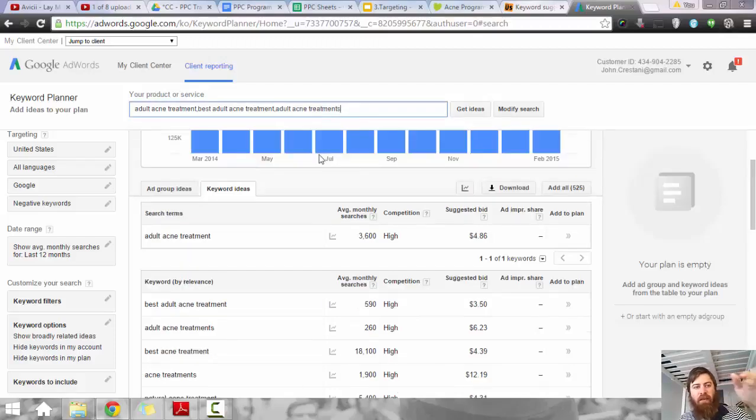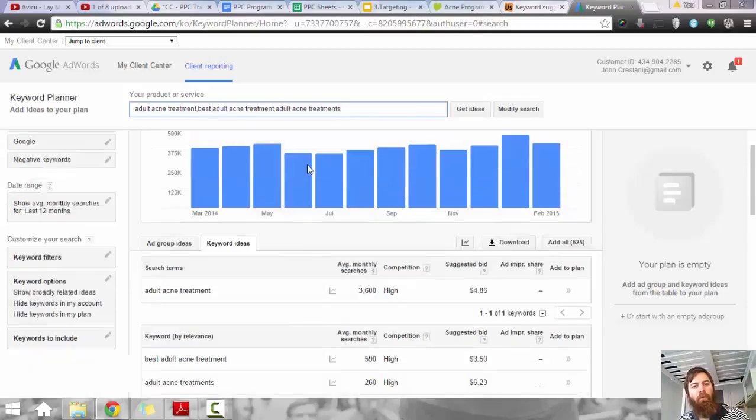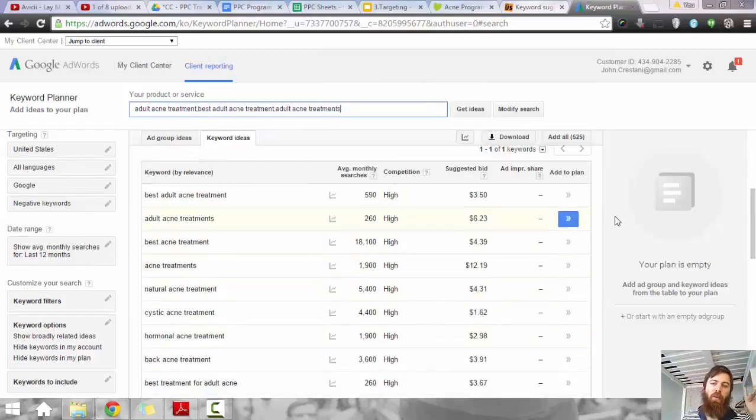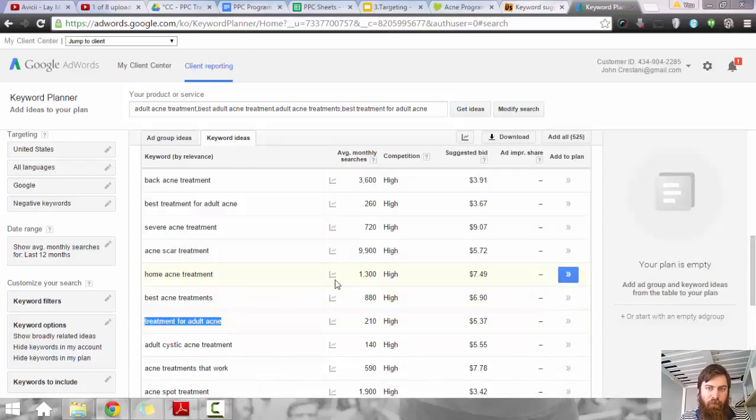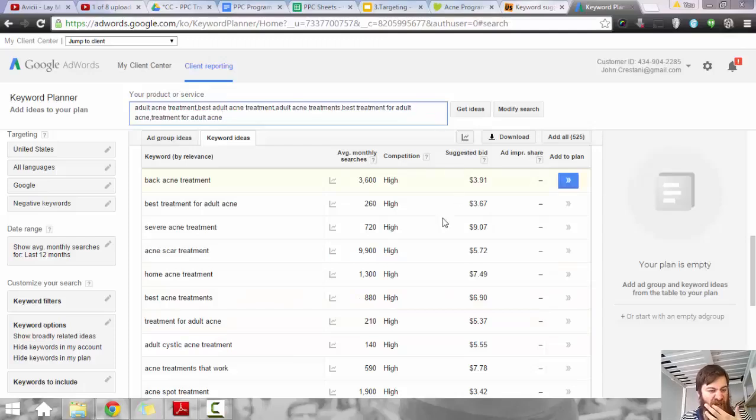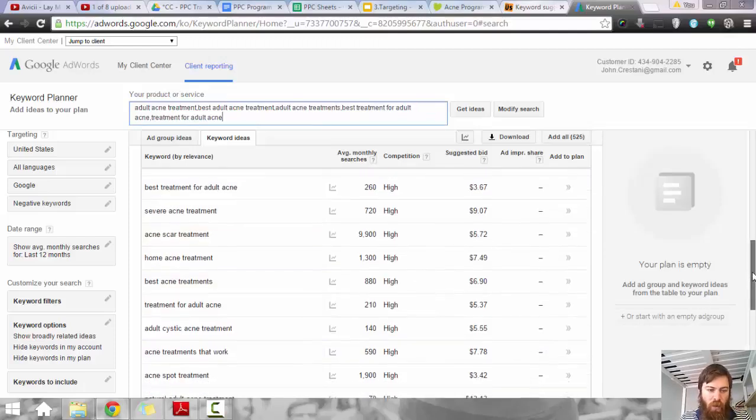What this does is the more terms we tell Google are important for us, the more they're going to give us similar terms to adult acne treatment, treatments, best adult acne treatment, etc. So we're just going to hopefully get more refined until we get every search term we need. Best treatment for adult acne, comma, paste. Scrolling down here, treatment for adult acne. I'm going to paste acne treatments that work.